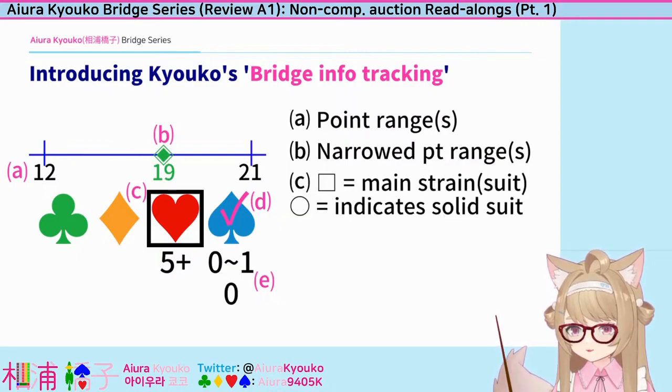C is a frame around one of the suits. A square shows the main suit, and circling any of the suits indicates a solid suit.